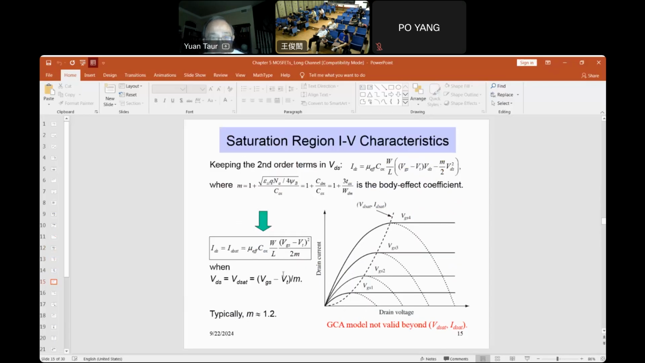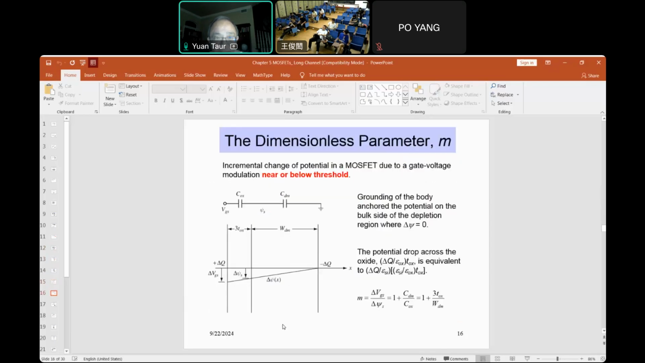Okay. So now let's look at what this M means. First of all, M is always larger than 1. It's 1 plus something. Okay. Next, you don't want M to be large, because large M means that the current is smaller. Also, it saturates at a larger VDS. But it has to be larger than 1. So typically maybe 1.2. It's larger than 1, but not too much greater than 1. Maybe 1.3 maximum. Okay. And that's the typical case. So what is M?